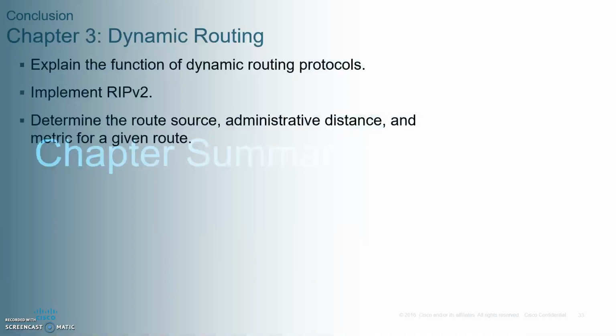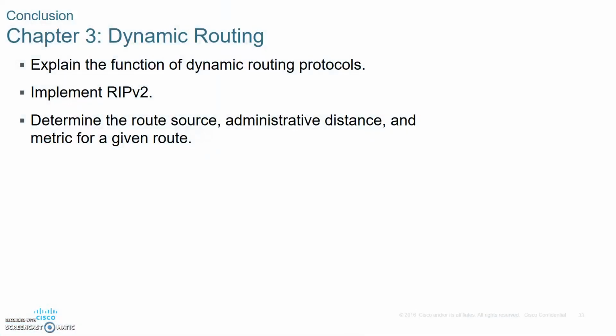Okay, so in summary, we have looked at the purpose of using dynamic routing protocols. We looked at how to configure RIP version 2, and we looked at the routing table to find out where the route source is, what the administrative distance and metric of a given route are, and how a router looks up the routing table in an IPv4 routing table and in an IPv6 routing table.